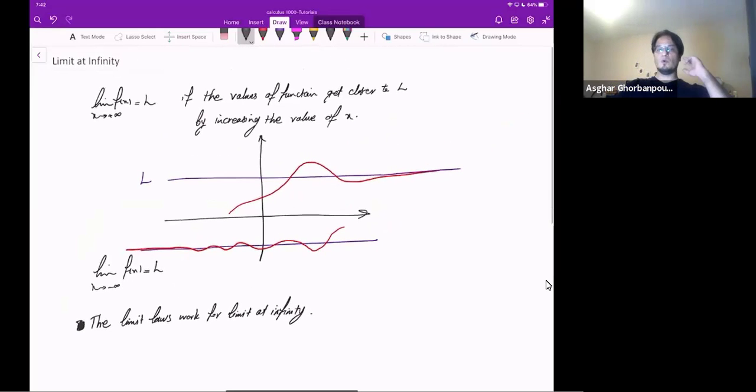So limit laws work for limits at infinity. It means that if you have two functions whose limits are numbers, you add them, and the limit will be the sum of their limits, and so on. The other things I will go through in the examples, and explain some things as we go on.